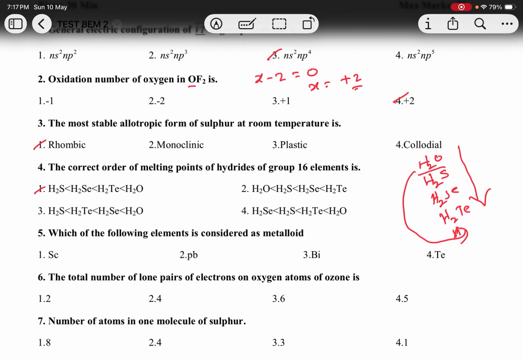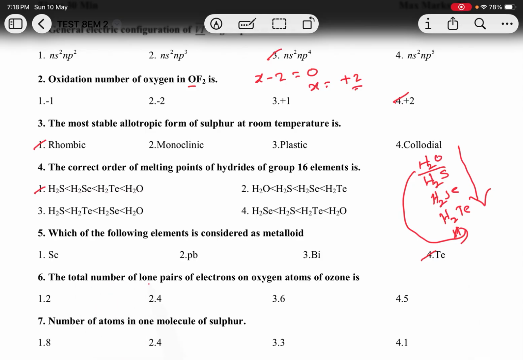Next, fifth one, which of the following elements is considered a metalloid? Metalloid means having both metallic and non-metallic properties. 1) scandium, metal, 2) Pb, lead, metal, third Bi, bismuth, metal, fourth one tellurium. Tellurium is the metalloid, having both metallic and non-metallic nature.